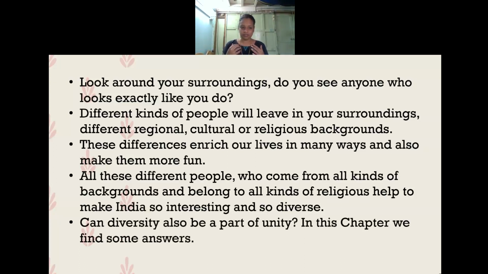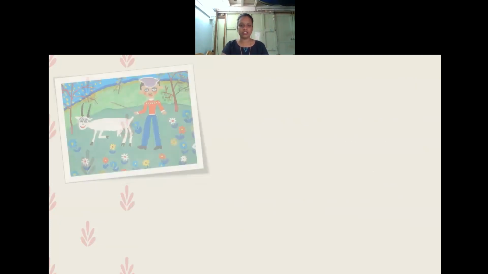So can diversity also be a part of unity? Because different kinds of people are there, different kinds of opinion will be there. Through that opinion there will always be conflict between one person and another because they are thinking differently. So can diversity be a part of unity? We can maintain the unity even though we are having diversity. In this chapter we are going to find some answers on how diversity also became a part of unity in the world.